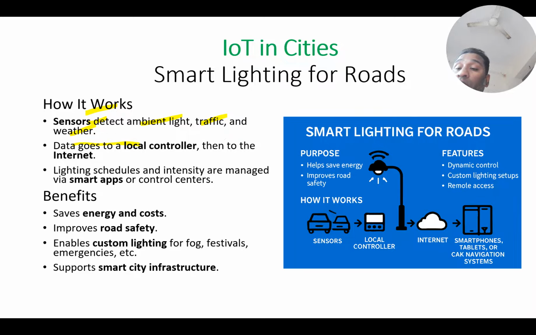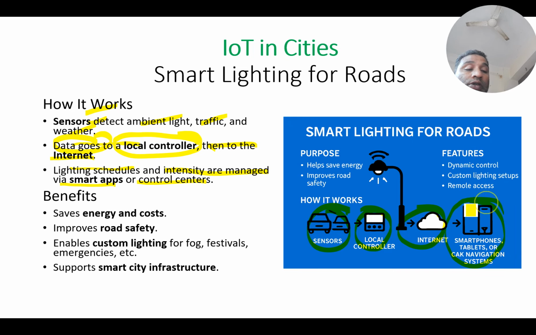Data traffic: now the data goes to the local controller. Now what is the data? The data goes to the local controller, then to the internet. Lighting schedule and intensity are managed via smartphones or controllers, right? Like this, with the smartphones and the controllers I can control the light intensity and the light durations also.